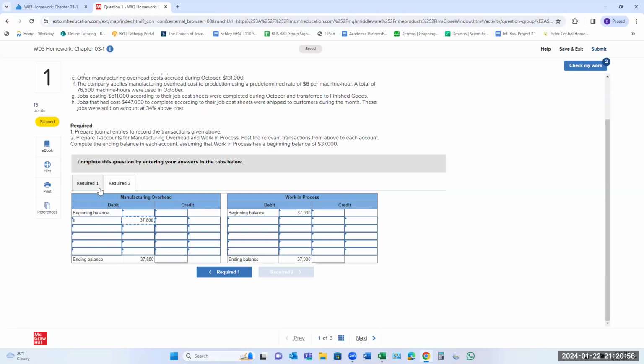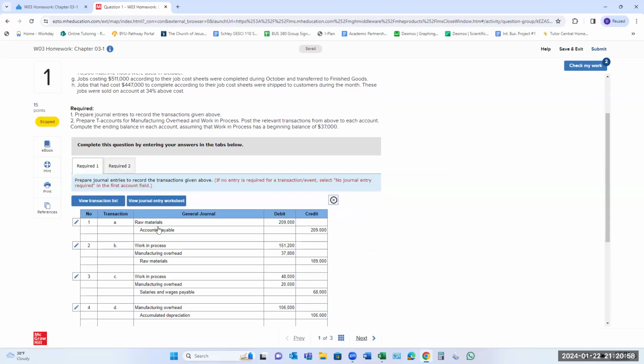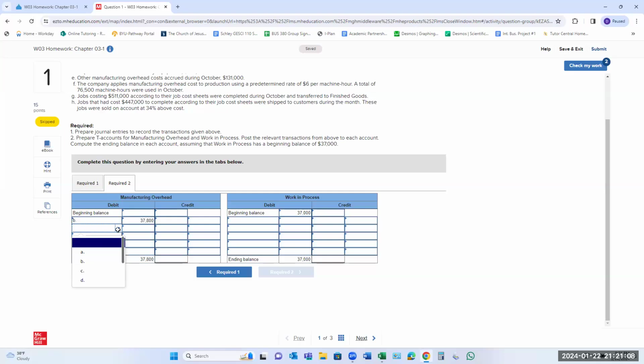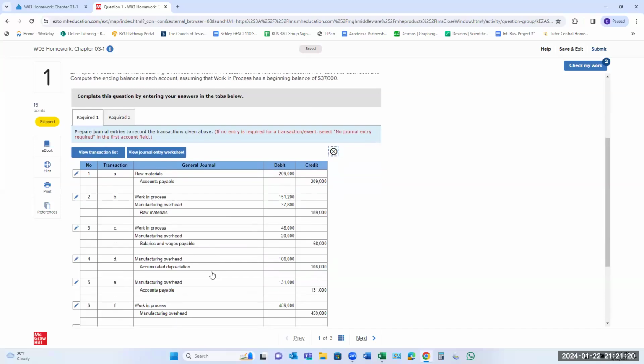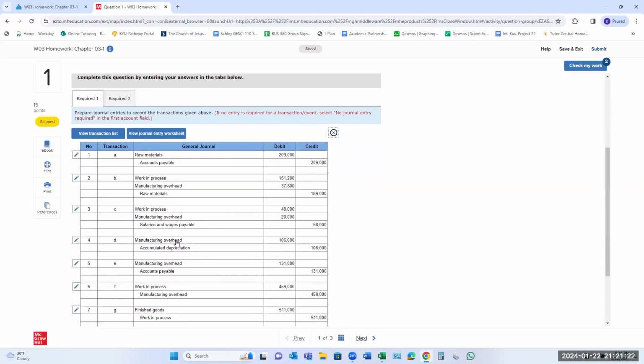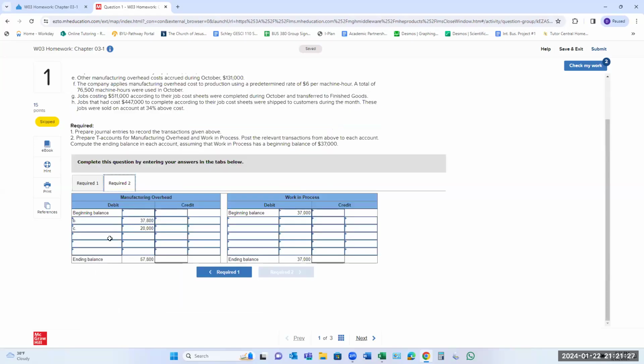Okay, the next one, that was B, and I'm looking for manufacturing overhead. C, 20,000 debit. So I pick C, 20,000 for debit. Okay, I'm still just looking for manufacturing overhead. So manufacturing overhead debit of 106,000. That was D.